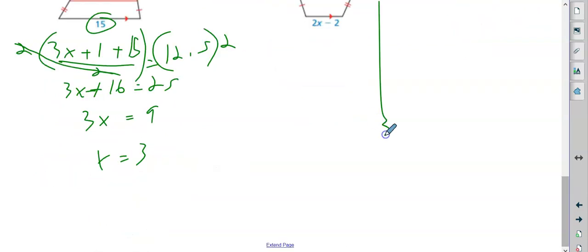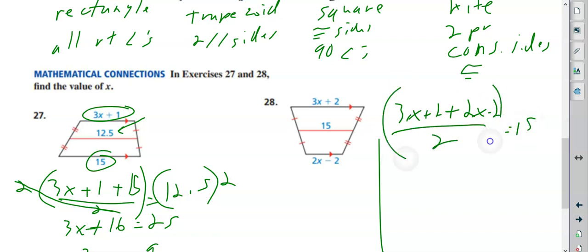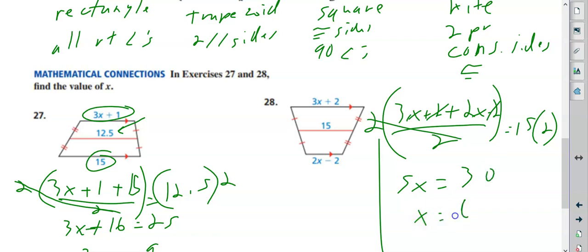Same idea here. Whoops. The 3x plus 2 plus the 2x minus 2, all divided by 2 equals 15. Same start. Multiply by 2 to cancel that 2. Over here, 3x plus 2x is 5x. The 2's cancel, 2 minus 2, and that gives me 30. Divide by 5, x is 6.